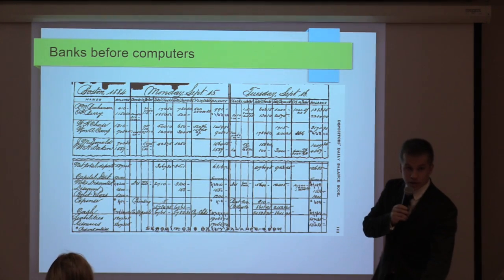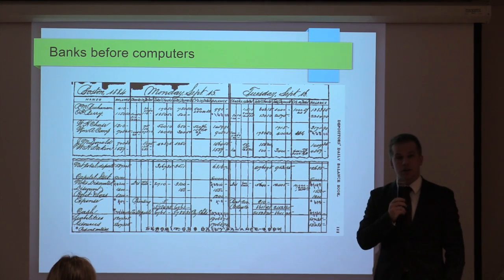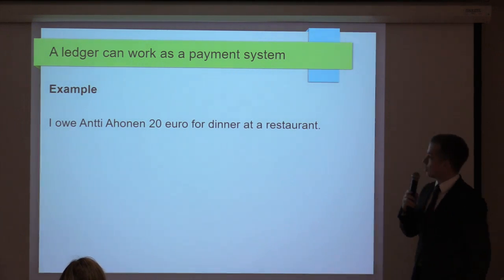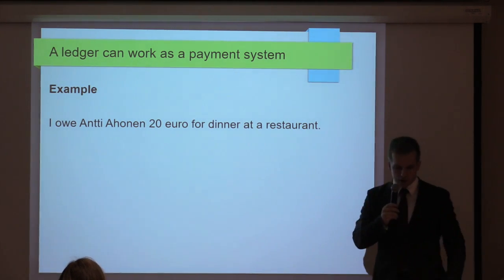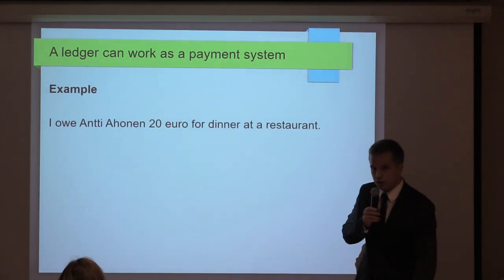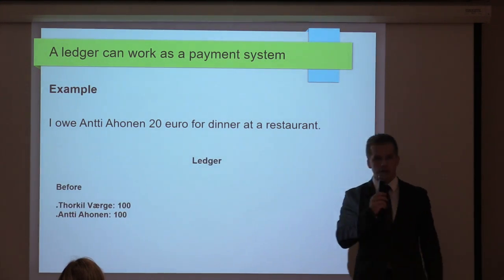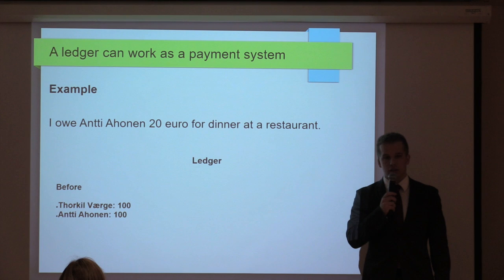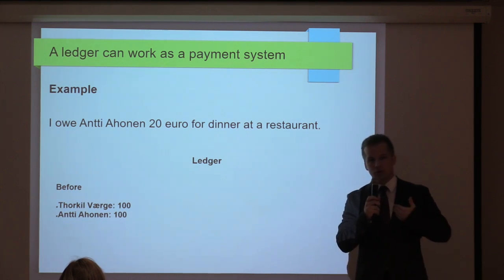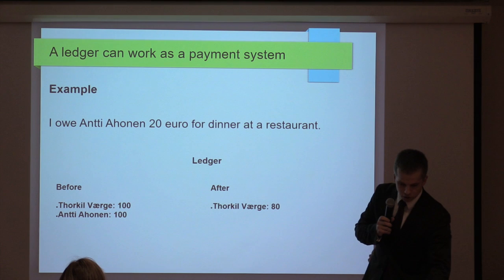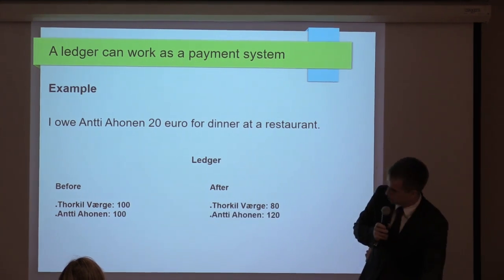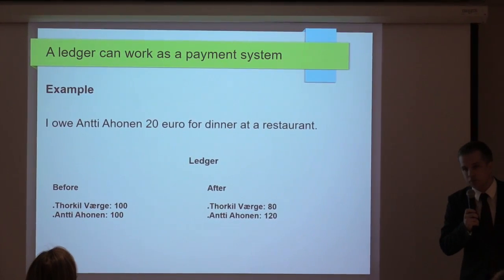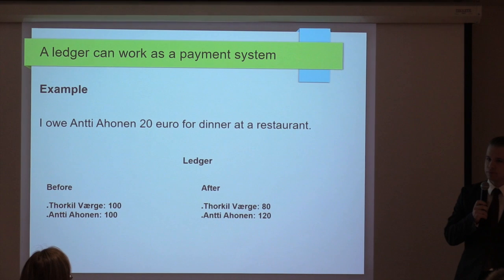If I give an example, let's say Antti Ahonen and I are customers in the same bank, and I owe Antti 20 euros for dinner at a restaurant, and we both have an account with money in it. We have 100 euros each on our account in this book. Then I can go down to the bank and I can tell them to transfer 20 euros from my account to Antti's account. So just by updating the numbers in a book, you actually have a currency system.